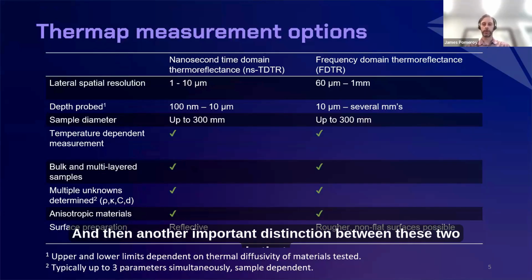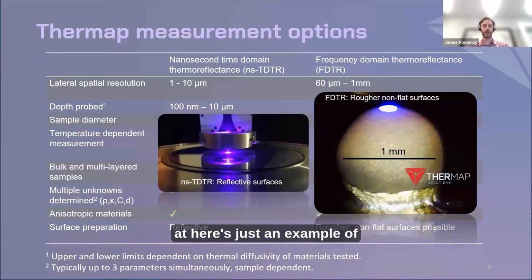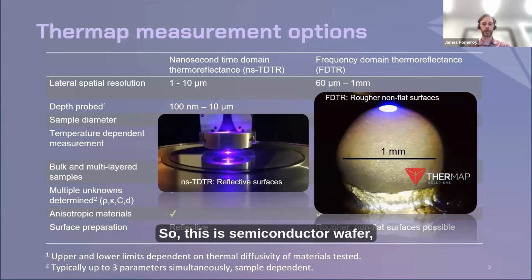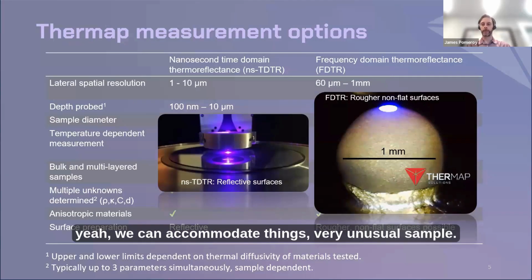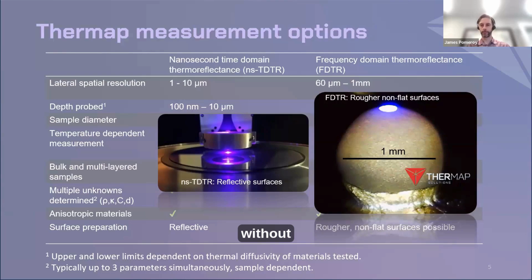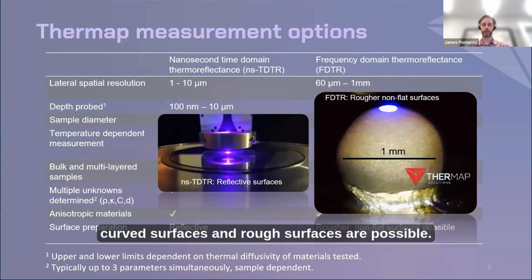And then another important distinction between these two is that the TDTR technique requires a reflective sample, so that sometimes requires polishing if you have a rough sample, whereas the FDTR, we can measure rough and even non-flat surfaces. So here's just an example of 2 measurements underway on the left-hand side with the TDTR. So this is semiconductor wafer. You can see that it's reflective. Whereas for the FDTR, yeah, we can accommodate things, very unusual samples. So this is a 1 millimeter spherical particle measuring thermal conductivity without any special sample preparation. So curved surfaces and rough surfaces possible.